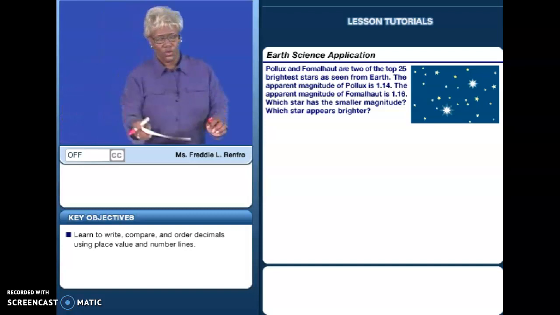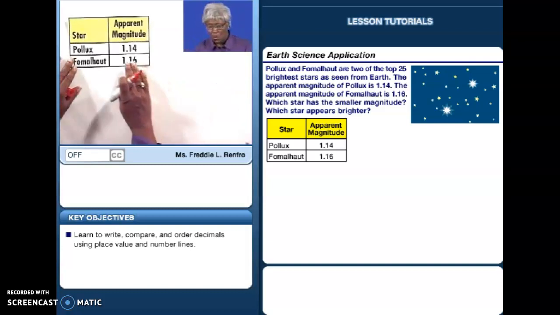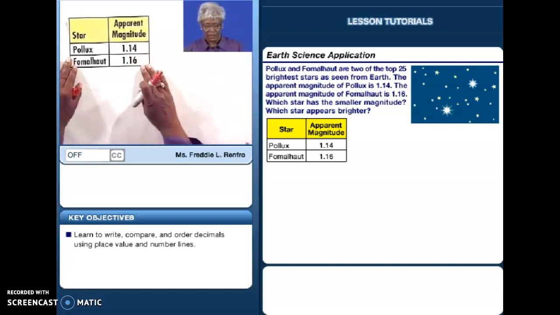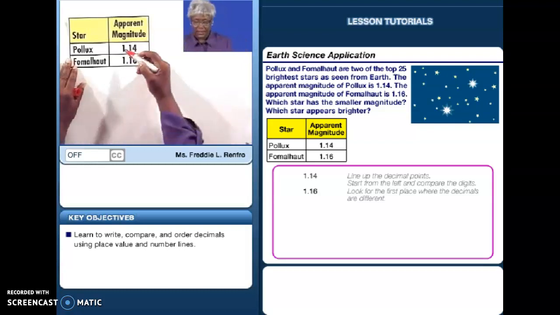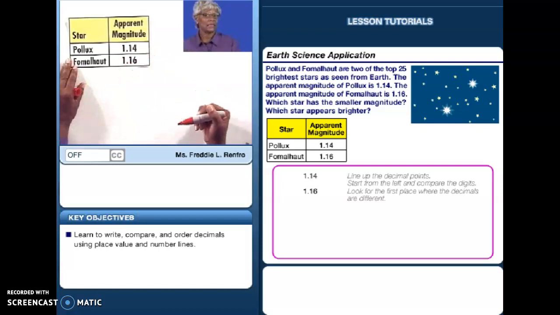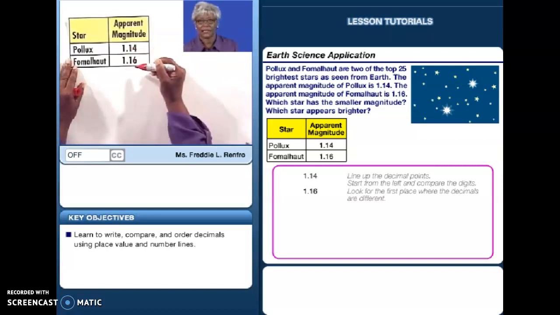Well, we have two decimals that we need to compare to determine which one is the smaller. 1 and 14/100ths, 1 and 16/100ths. Well, notice the ones place has the same digit. So then we go to the tenths place. In the tenths place, we have the same digit. So now we have to move to the hundredths place.